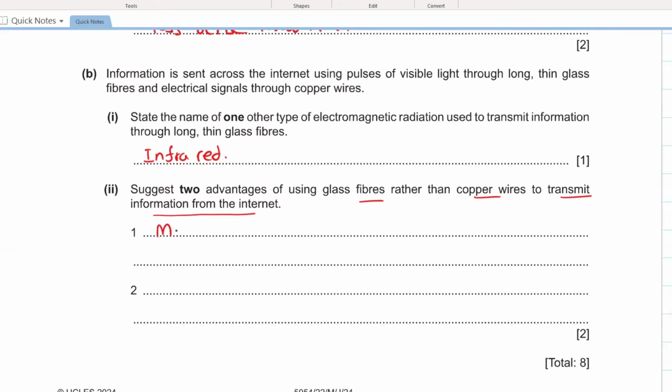More secure data transfer. What can be another advantage? Any geniuses in the chat who remember the advantages of optical fibers? Yes. What was another advantage of optical fibers? You can say faster speed of data transfer.